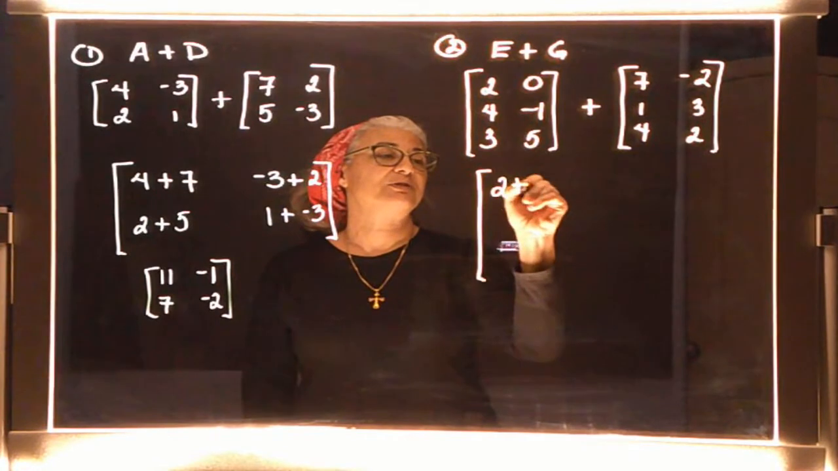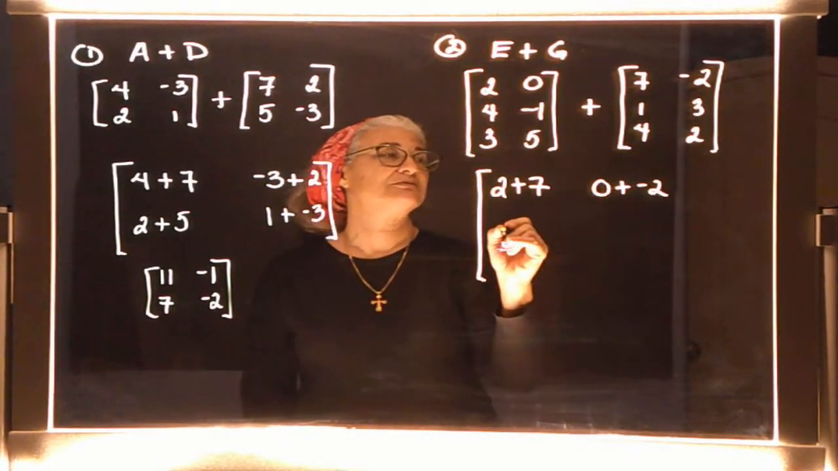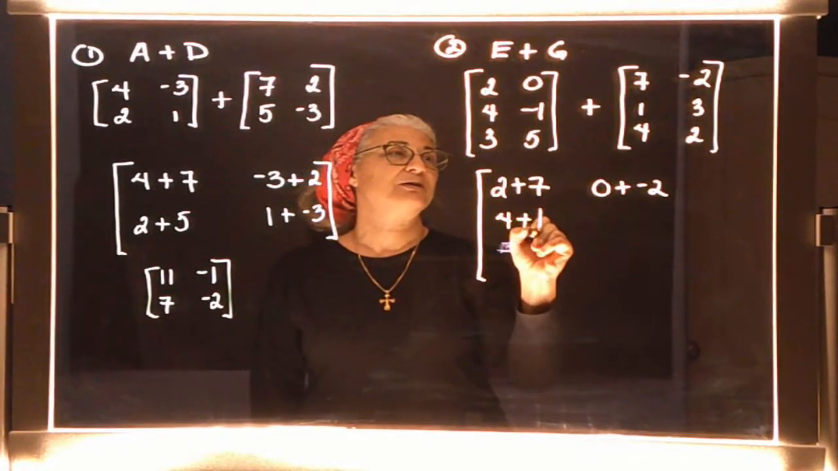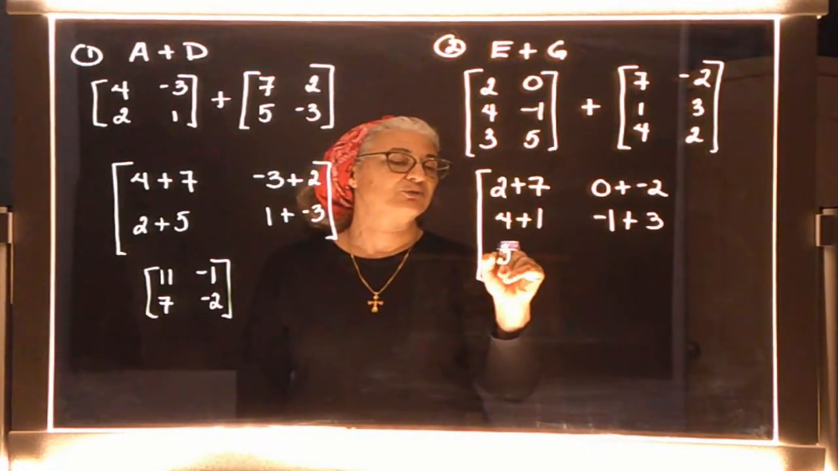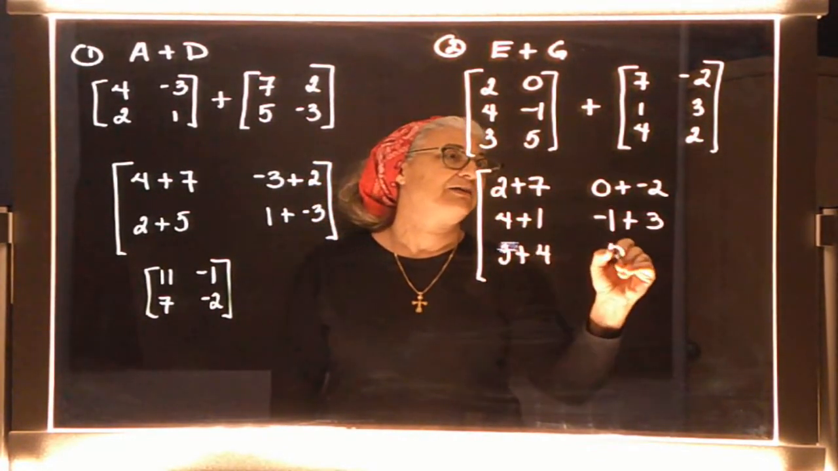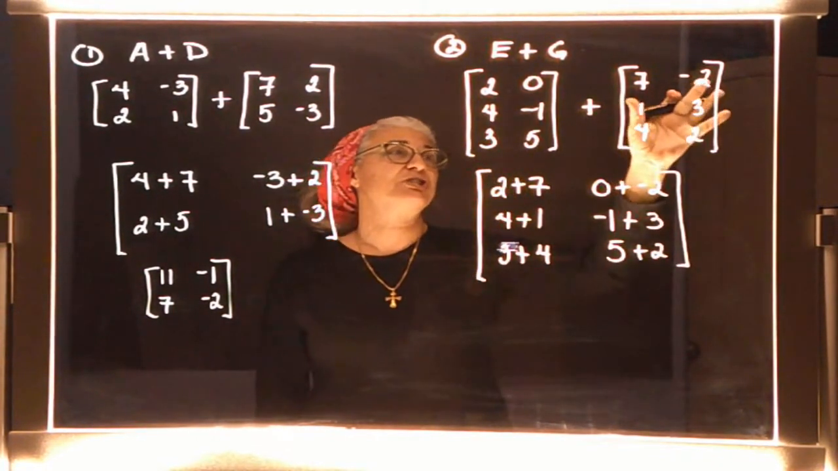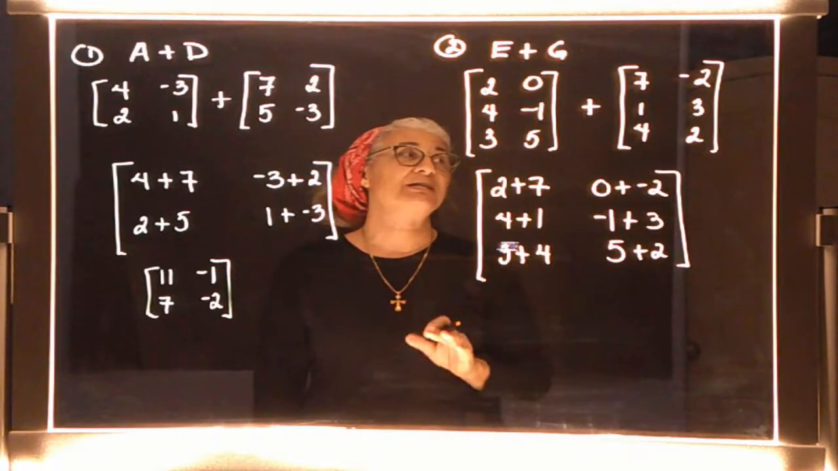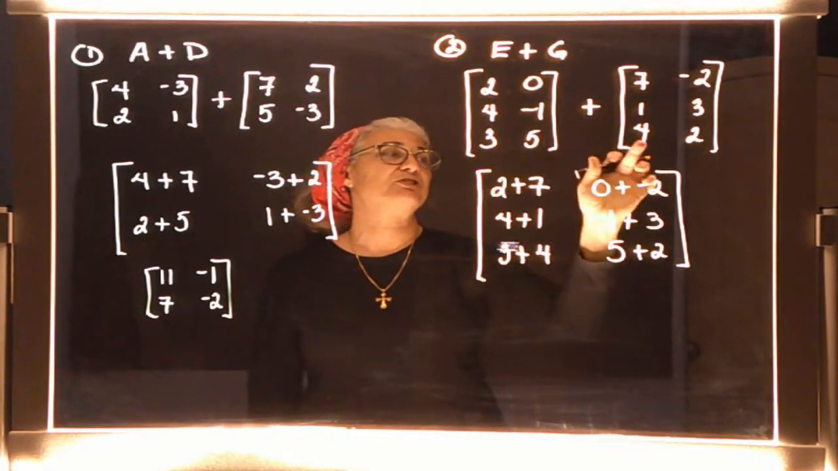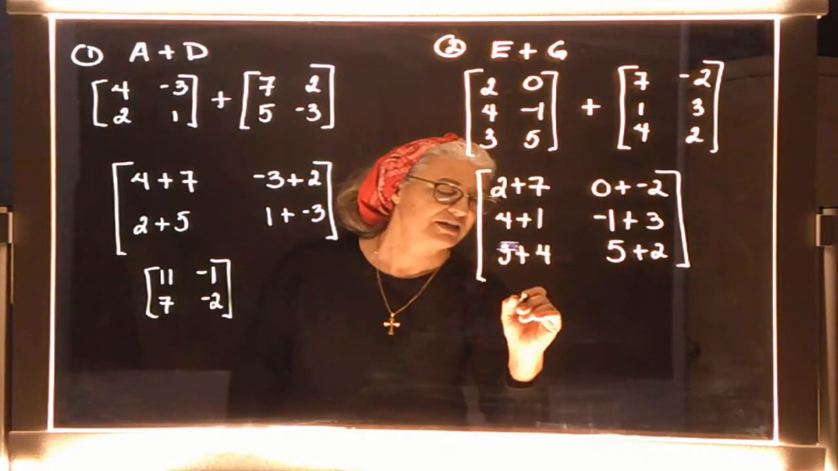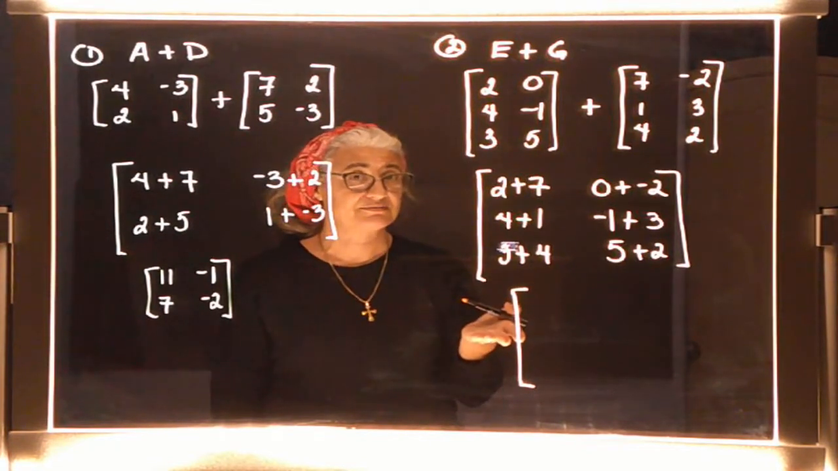I'm going to add the 2 and the 7, the 0 and the -2, the 4 and the 1, the -1 and the 3, the 3 and the 4, and the 5 and the 2. Remember, take matrix G, superimpose it on matrix E, and you can see the numbers that are matching up with each other, right? Okay, so when I simplify this, if you haven't simplified it yet, pause.